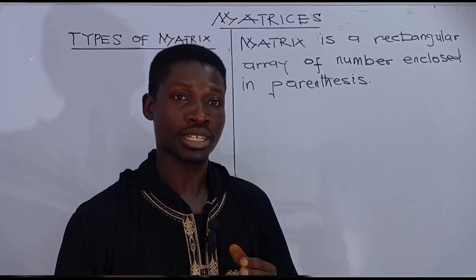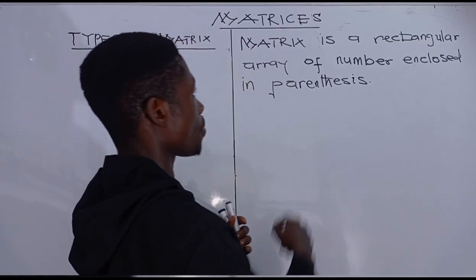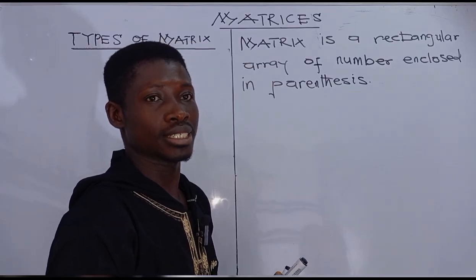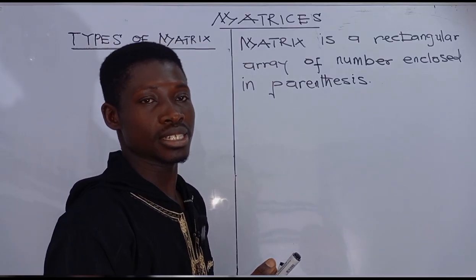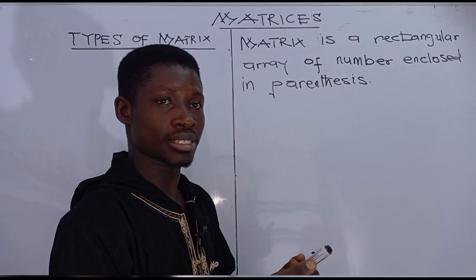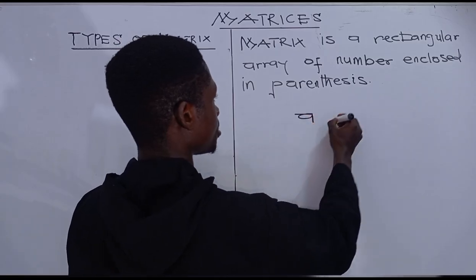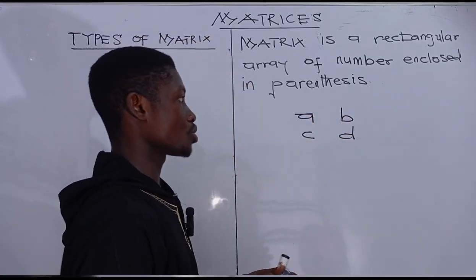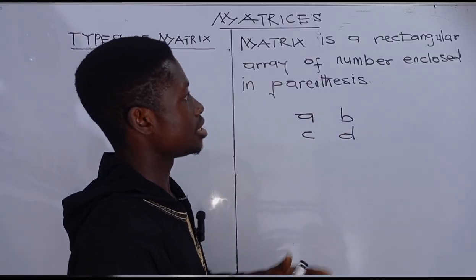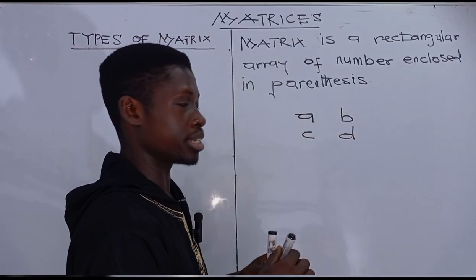Now, let's look at the explanation to this definition. We are talking about a rectangular arrangement of numbers. So the letters A, B, C, and D represent these numbers that we are talking about. And we are going to arrange these numbers to look like the shape of a rectangle. So we have these numbers arranged to look like what? A rectangle. And then enclosed in what? Parentheses. So we are going to enclose these numbers in parentheses.